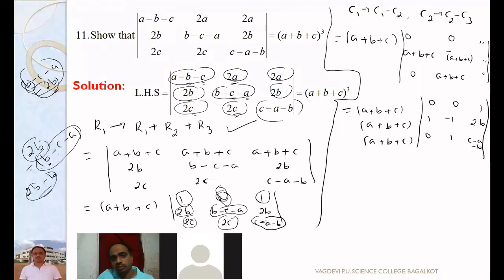1 minus 1, 1 minus 1. So same thing I have done. C1 minus C2, C2 minus C3. So we get 2 zeros. And again A plus B plus C is common.